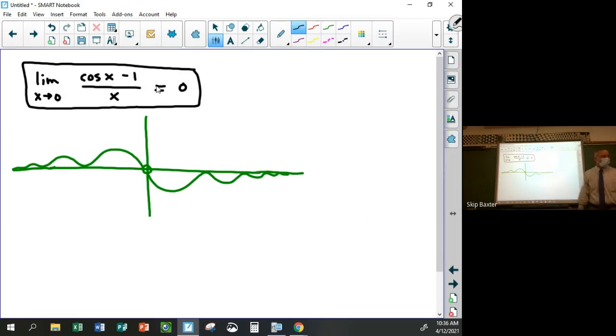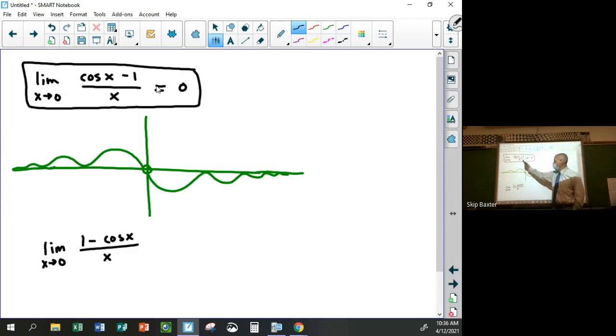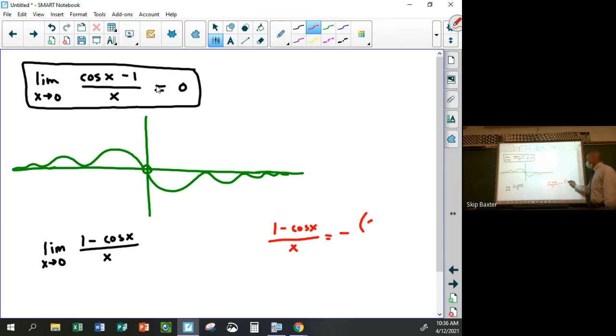Everybody with me so far? Okay, there's one more. The last one is similar to this one. It's the limit as x goes to 0 of 1 minus cosine x over x. If you look at the difference between this function and this function, they're just negatives of each other, right? If you switch the direction of a subtraction, that's like making the whole function negative. So 1 minus cosine x over x is really the same thing as the negative of cosine x minus 1 over x.